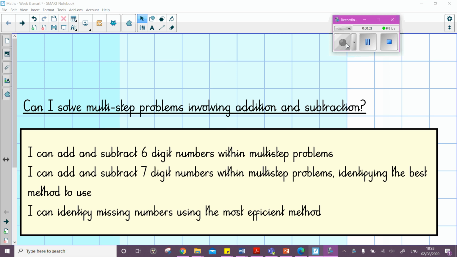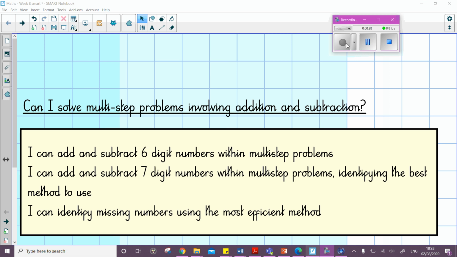Hi everyone, I thought we could do a bit of maths all linked with Harry Potter to lead on from our English learning last week and this week. So our learning question today is, can I solve multi-step problems involving addition and subtraction? And by the end of the lesson, hopefully you'll be able to add and subtract 6-digit numbers within multi-step problems.